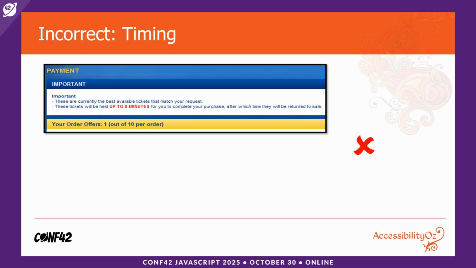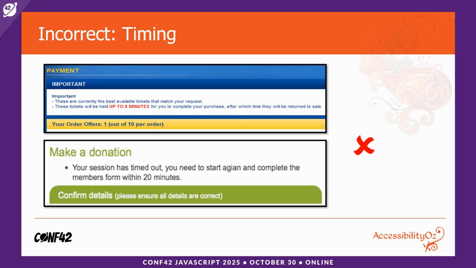Another example here is incorrect. Here it says, these are currently the best available tickets that match your request. These tickets will be held up to 8 minutes for you to complete your purchase, after which time they will be returned to sale. So that doesn't allow anyone to extend the time. And so that is a failure.